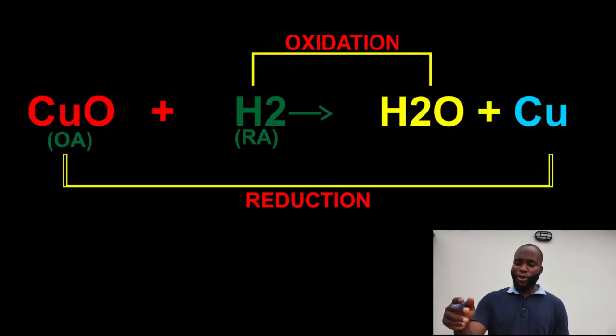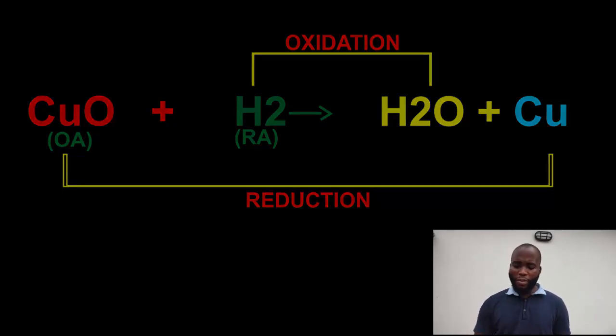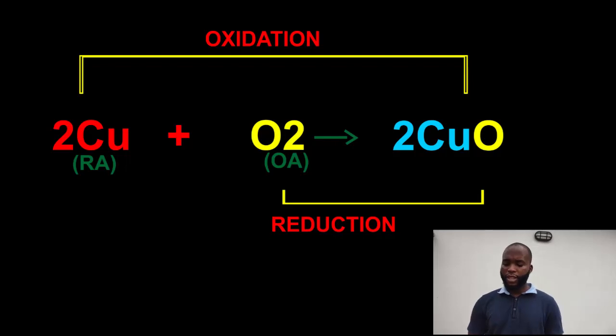So let's take another example using copper plus oxygen. When copper and oxygen combine, they give us copper oxide. Now, copper is undergoing oxidation. What is oxidation? To form copper oxide, it means that copper has gained oxygen. Because we are meant to understand that oxidation is the addition of oxygen, while reduction is the removal of oxygen.